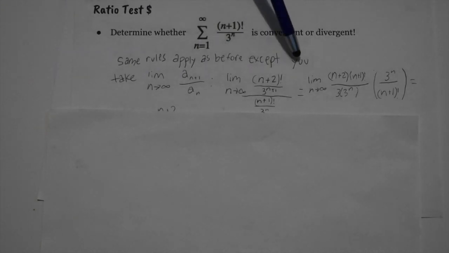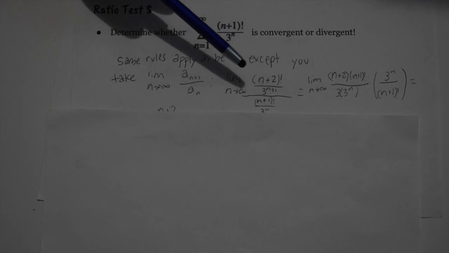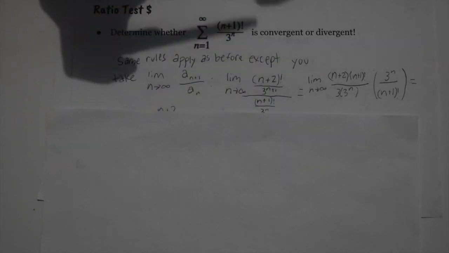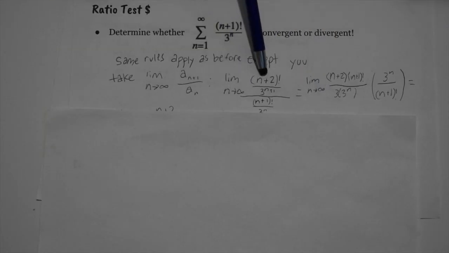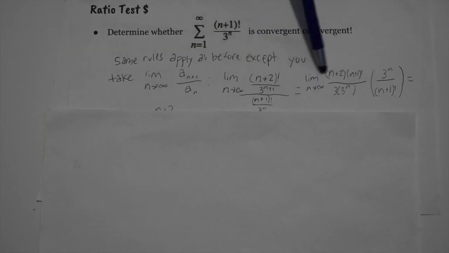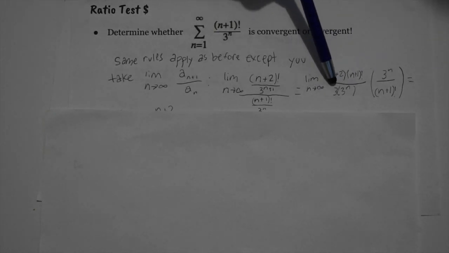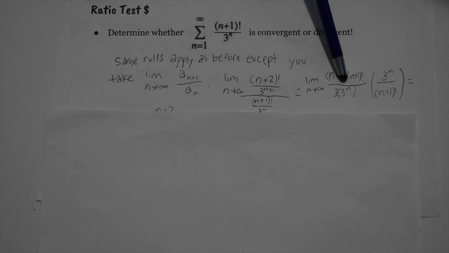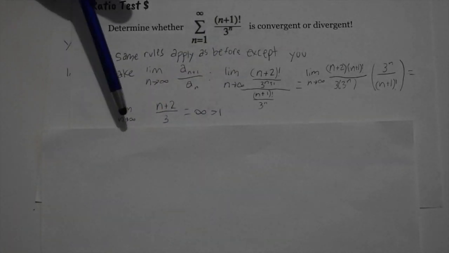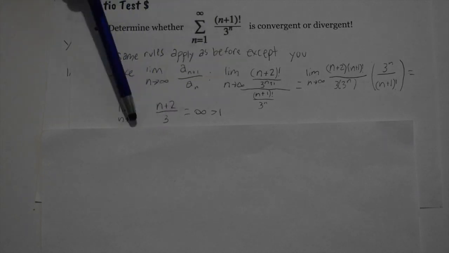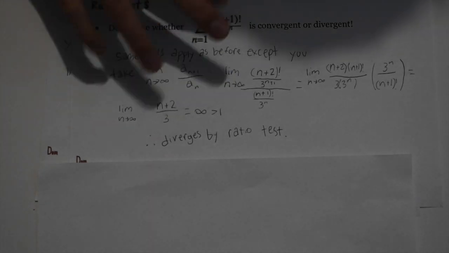We get (n plus 2) factorial over 3 to the n plus 1 over our original. Now keep, change, flip. We can separate the (n plus 2) factorial into (n plus 2) times (n plus 1) factorial, and the 3 to the n plus 1 into 3 times 3 to the n. We cancel these out, and we get the limit as n approaches infinity of (n plus 2) over 3 equals infinity. That is greater than 1. Therefore, it diverges by the ratio test.